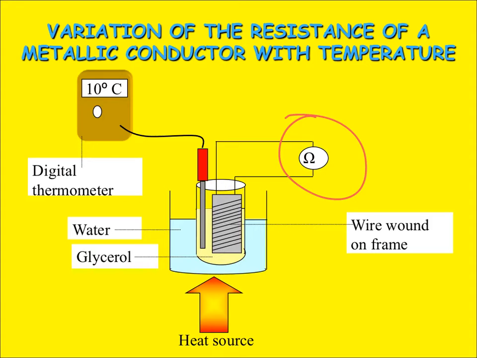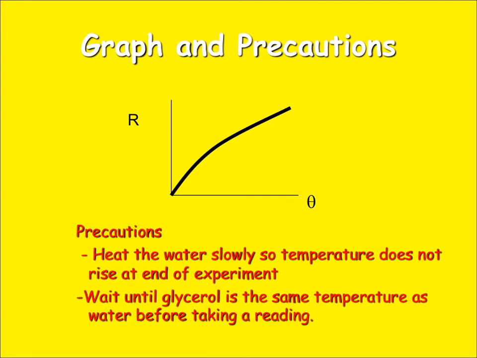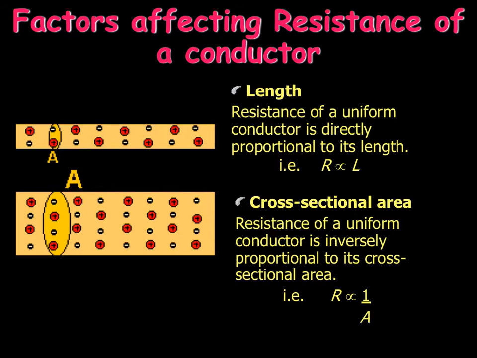You simply vary the temperature by pouring in hot water and letting it cool very slowly, and you measure the resistance at different temperatures, and you plot a graph. Nice, easy. That's the type of graph you get. Do it slowly, wait, which is always the case with heat experiments.